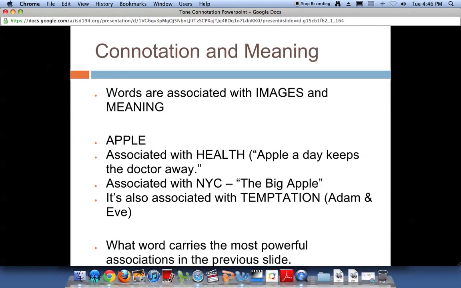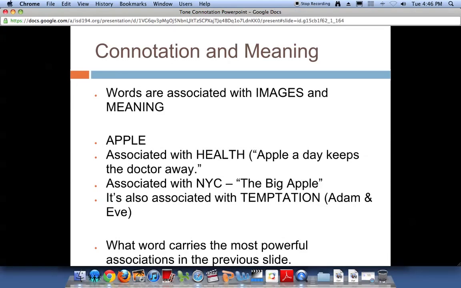Words are associated with images and meaning. So when we take a word like apple, apples are associated with health. An apple a day keeps the doctor away. It's also associated with New York City, the Big Apple. It's also associated with temptation, Adam and Eve.